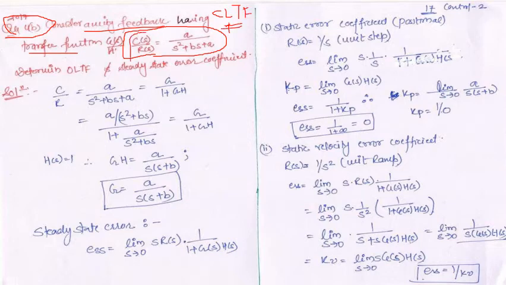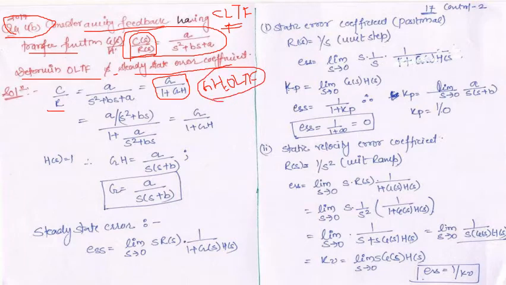Okay, because they are writing C by R ratio. And determine the OLTF for the given, that is open loop transfer function, and steady state error coefficient. So C by R, the generalized expression is G upon 1 plus GH, and the GH is written as open loop transfer function. Okay, so GH is OLTF. So you need to find out OLTF. The first part of the question is you need to find out OLTF.